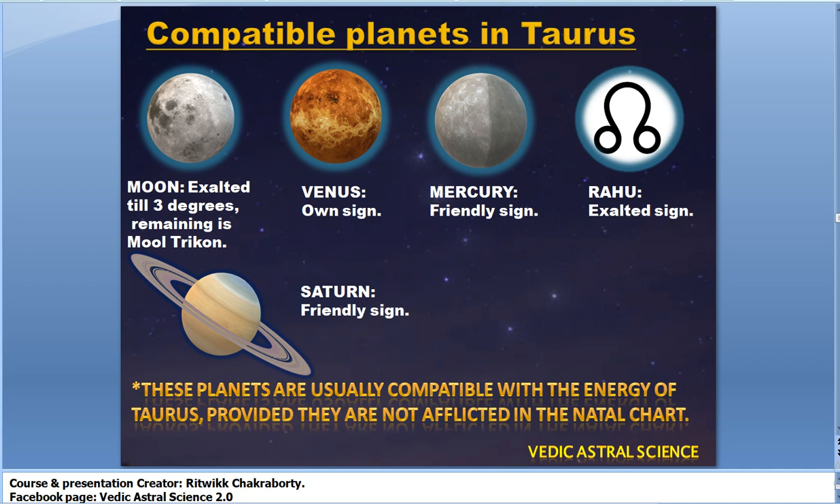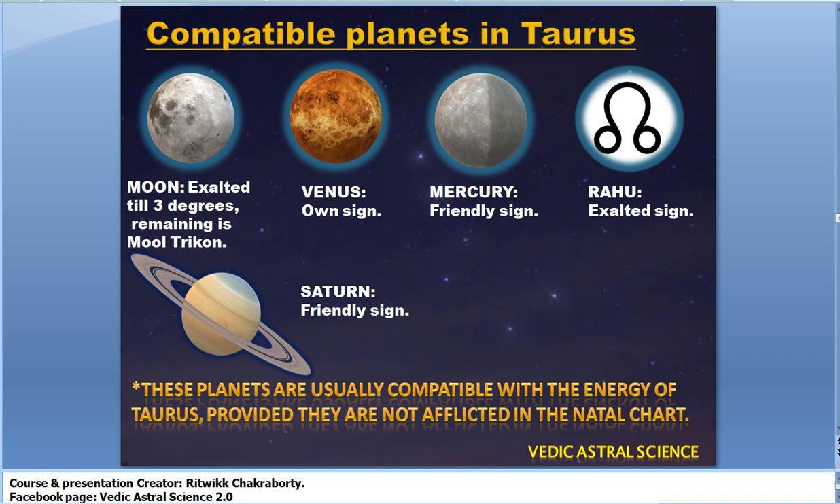But Venus has a disadvantage when placed in Taurus, because if you count from the Mool Trikon Rashi of Venus, which is Libra, you will find the sign Taurus in the 8th house from Libra. So this is one minus point of this placement, despite occupying own sign. Otherwise, Venus is pretty compatible in Taurus, but not as compatible as Moon.